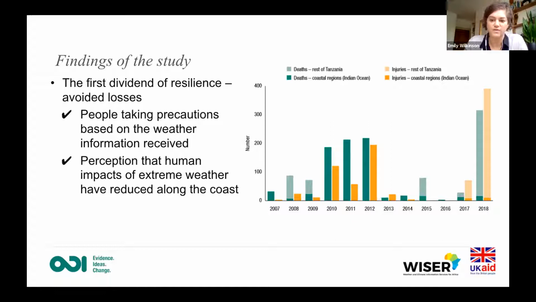Now the graph reflects a reduction in human impacts. We're not saying that it's related directly to this project alone. As I said, there were a lot of things going on at the time, and we didn't have enough detailed information from TMA to really be able to draw a relationship between having information and avoided losses. But there was an indication from our focus group discussions that this was the case, and this is certainly worthy of further exploration. Next slide, please.